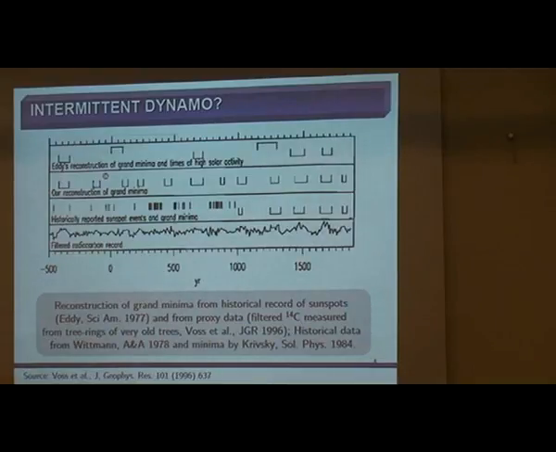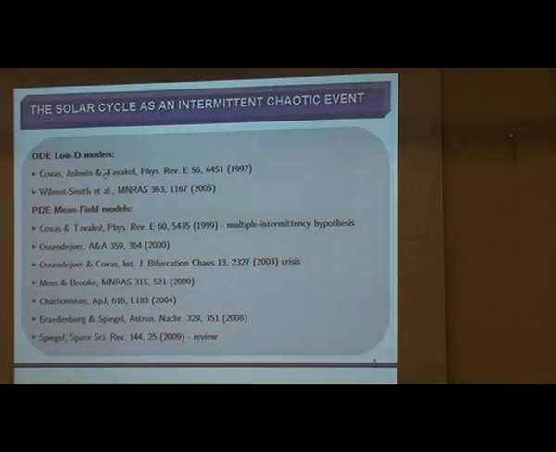Well, perhaps we should move forward. That has led some people to study the distribution of the minima, not the 11-year cycle. Okay, the distribution of the grand minima in time. They have studied it using chaos theory, because in chaotic systems you have intermittency arising naturally in some specific situations.